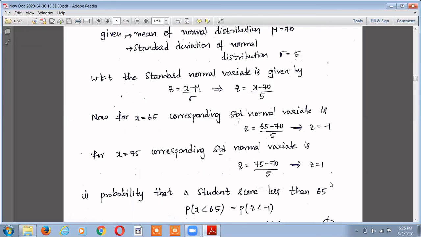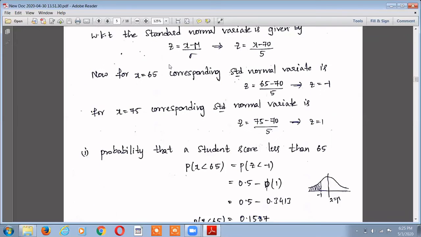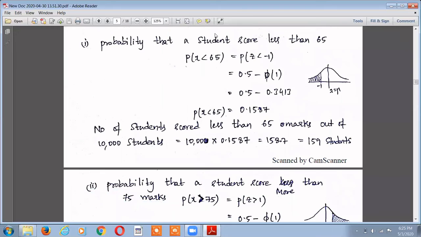Now I move to the first case of the problem. Find the number of students whose marks will be less than 65. So first, what we do here, we find the probability that one single student scores less than 65. So this probability that a student scores less than 65 is given by P of x less than 65.